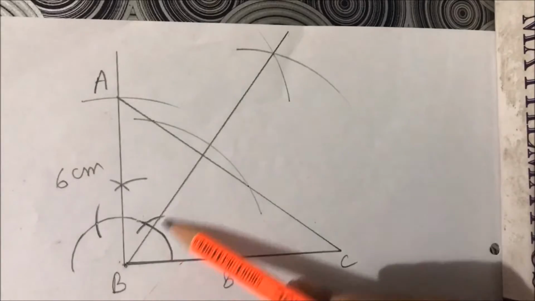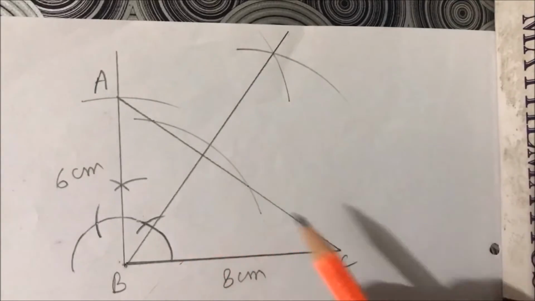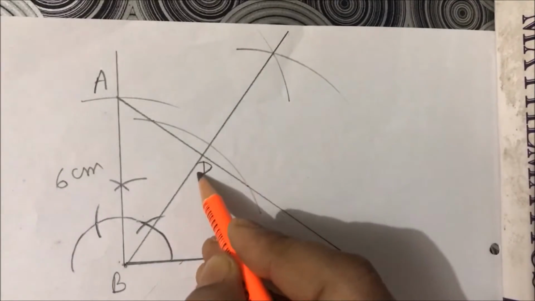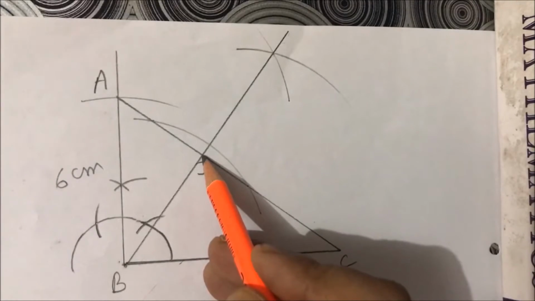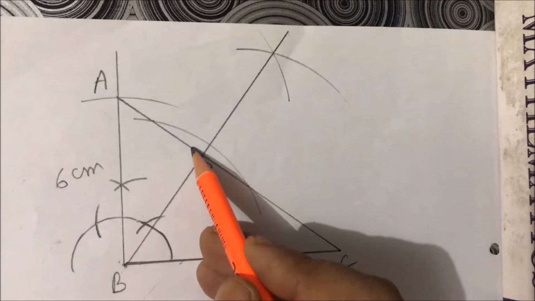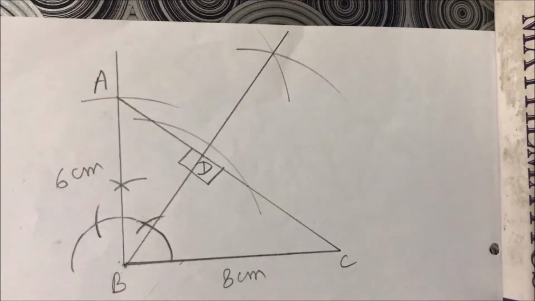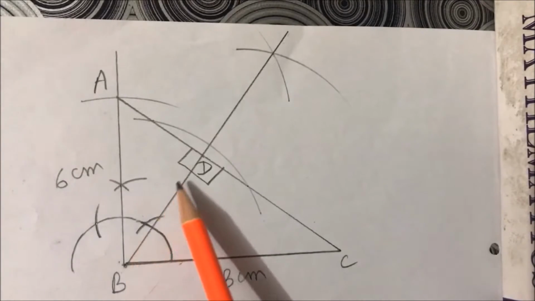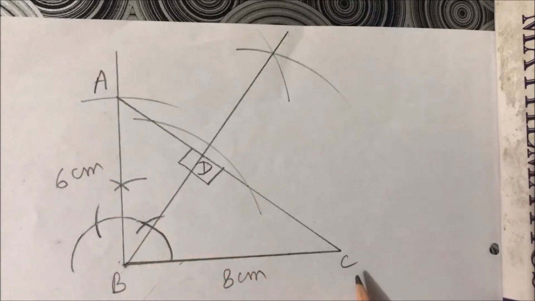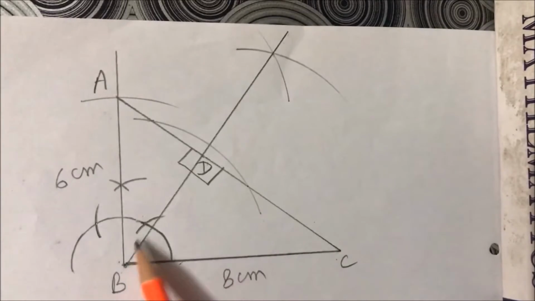Now this line intersects AC at D. This point of intersection we name it as D. BD is perpendicular to AC. So second step done. Then third step is you have to draw the circle that passes through these three vertices B, D and C. So this is a right triangle and you have to draw a circle which passes through these vertices.